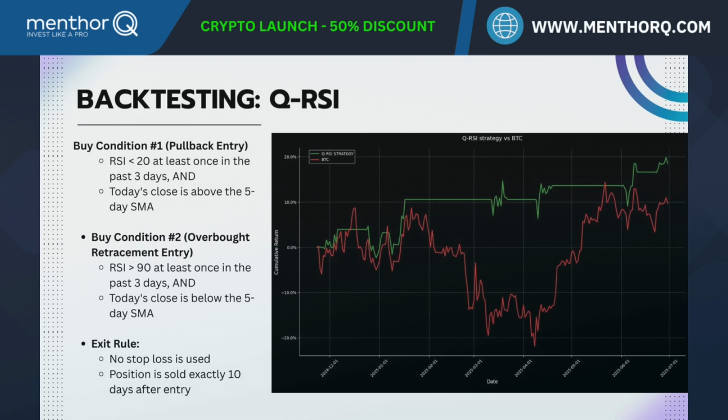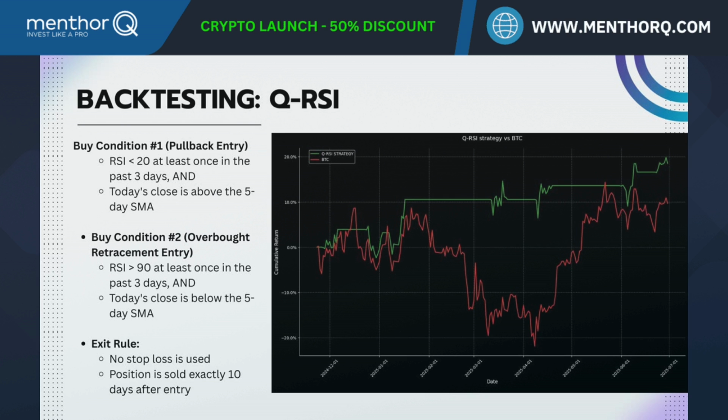There's no stop loss, and the position is sold exactly 10 days after entry. So we keep the position for 10 days. The reason why we do this is because the crypto market is typically a trendy market. So we're trying to use these indicators to potentially understand when there could be a very strong trend that could actually give us an edge. And as you can see, in red, we see the price of Bitcoin, and in green, we see the RSI strategy.